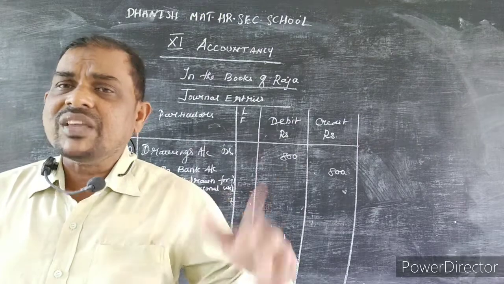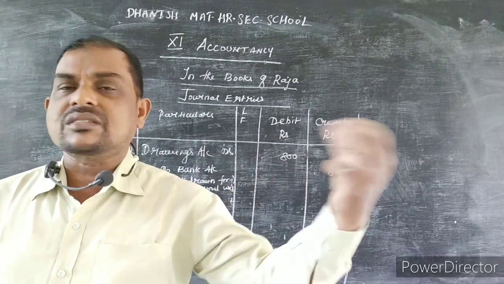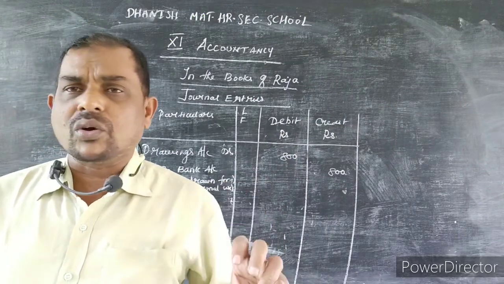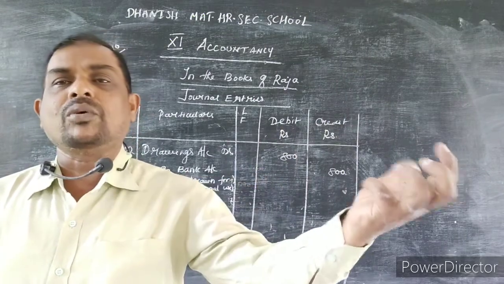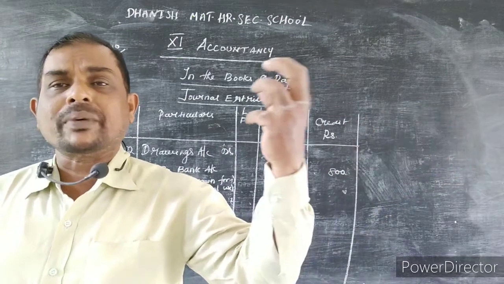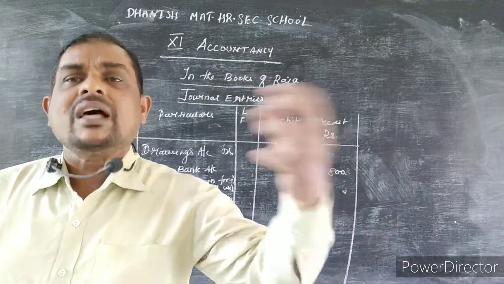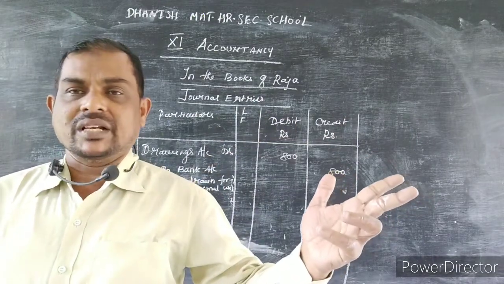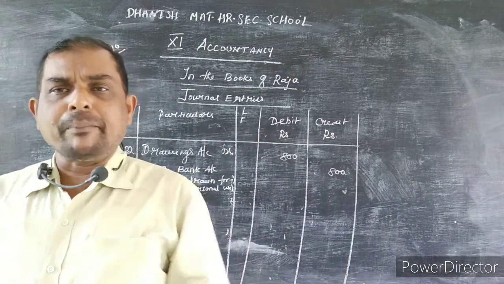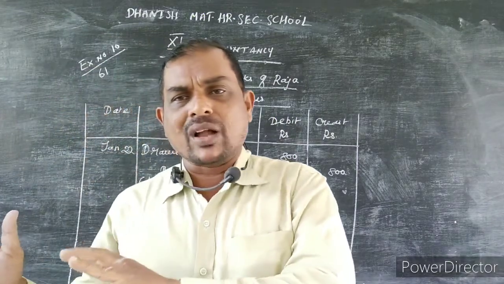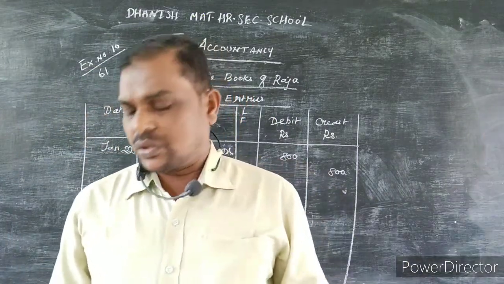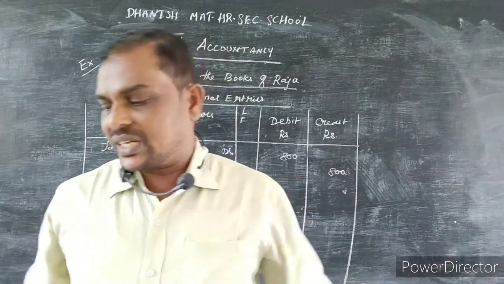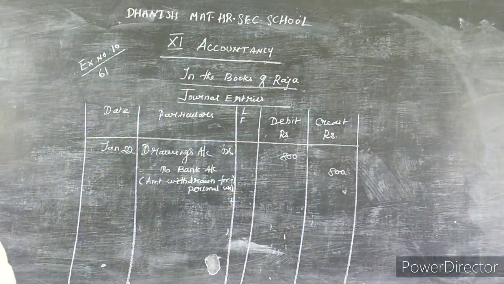Then who is receiving this amount? When I am paying this amount, Mr. Rajiv is receiving the amount. As per the personal account rule, debit the receiver. So Rajiv will be debited. From my bank account the amount is going, so bank account will be credited and discount received will be credited.